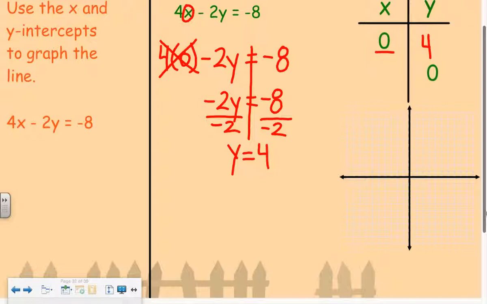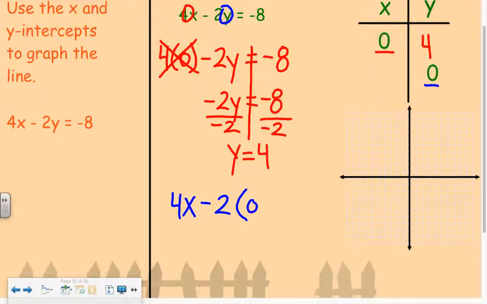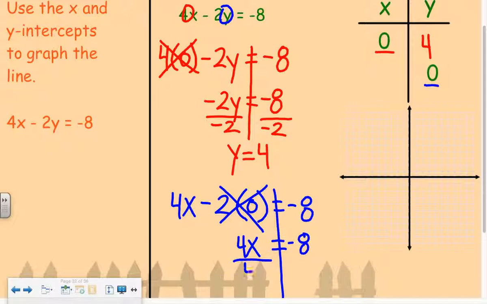Then to find my other intercept, I'm going to take 0 and plug it in for y. So 4x minus 2 times 0 equals negative 8. Negative 2 times 0 is 0, so I bring down the 4 and the negative 8, divide both sides by 4, and I have x equals negative 2. So 0, 4, and negative 2, 0 are my 2 ordered pairs that can help me graph my line.